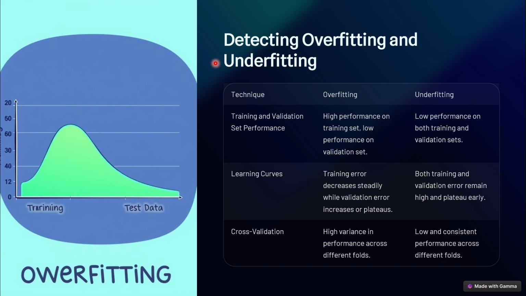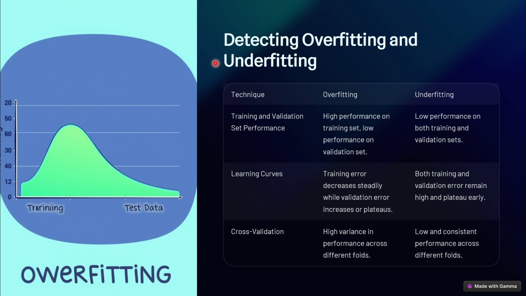Cross validation helps test the model on different portions of the data. If there is a big difference in performance across the different test sets, it suggests overfitting. If the performance is consistently bad, that is underfitting.